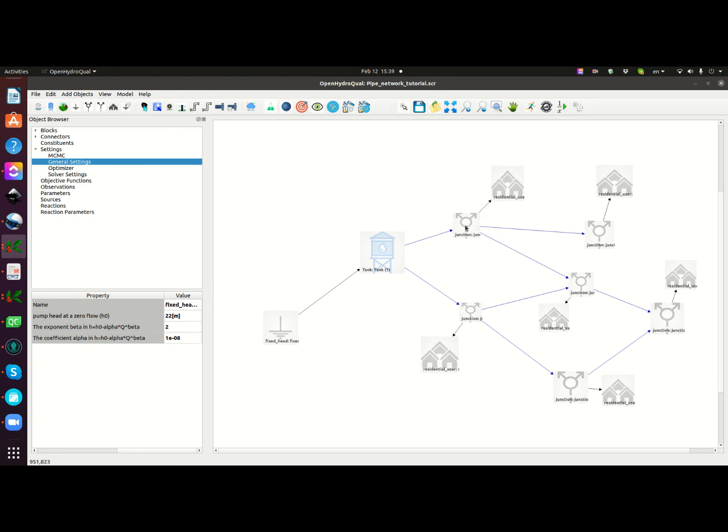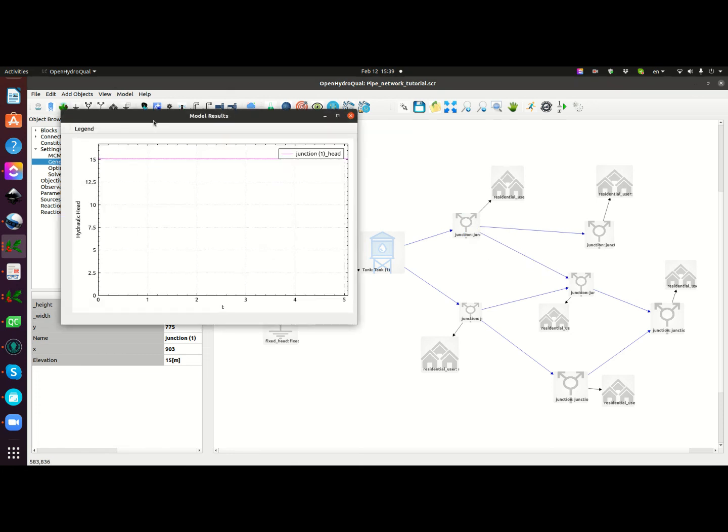We can look at the head of our nodes. That's something that you would be interested in if you want to design the network. You want to make sure that the head at these junctions is not below the elevation, or in other words, the pressure is not going to be negative, or the pressure is going to be acceptable. Actually, not being negative is not enough. You want to have some reasonable pressure. So basically what we can do is look at the hydraulic head.